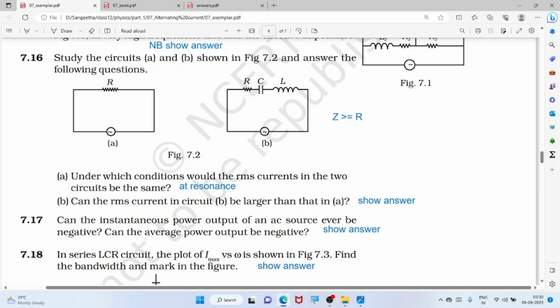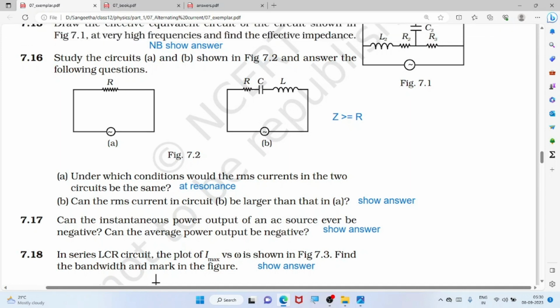Under which condition would the RMS current in the two circuits be the same? When XC is equal to XL, then it is like resonance, Z equals R, only R. So here also R is there. So at resonance, the current in the two circuits will be the same.